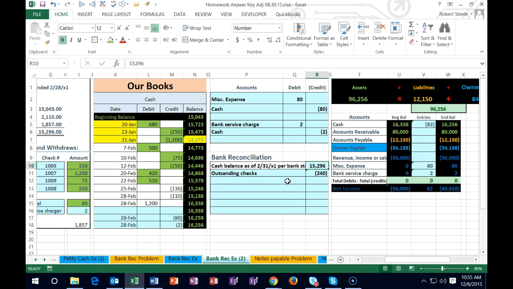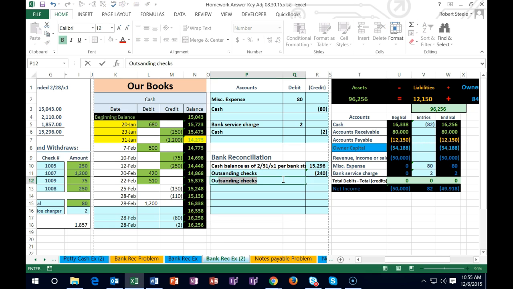So we're going to say that the bank had 15,296, but that's overstated by the fact that we wrote these two checks that haven't cleared the bank statement. So in order for us to tie out to our records, we're going to have to reconcile that outstanding item and bring that account down by those two checks written.